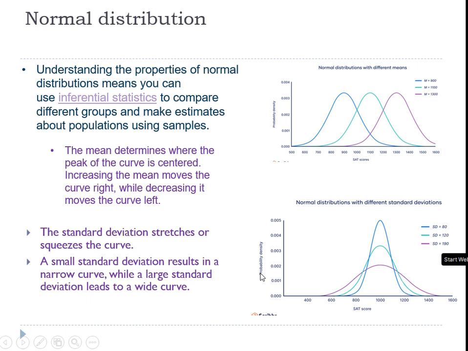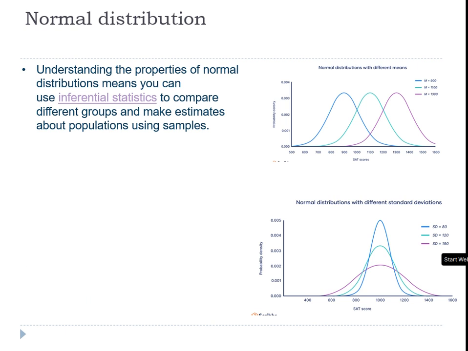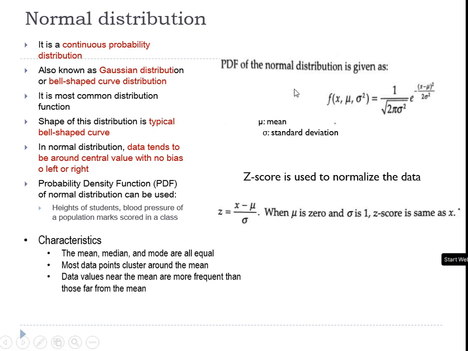The properties of normal distribution are very well understood if you are comparing it with different groups and making estimates about the sample. So this is a comparison with respect to mean, and this is with respect to standard deviation. That is why, remember this, normal distribution is a bell-shaped curve, and there are two variables here, mean and standard deviation. And the PDF, that is the probability density function of normal distribution, is this concept.